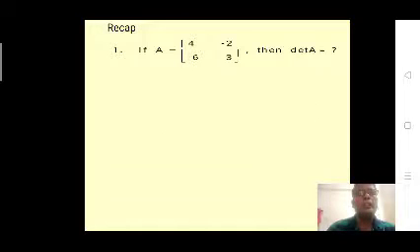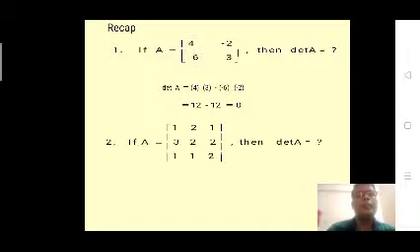Recap: if A is equal to [4, -2; -6, 3], then determinant of A. How can we find the determinant? Determinant of A is equal to 4 into 3 minus 6 into minus 2, that is equal to 12 minus 12, which is equal to 0. If A is equal to [1, 2, 1; 3, 2, 4; 1, 1, 2], then determinant of A.